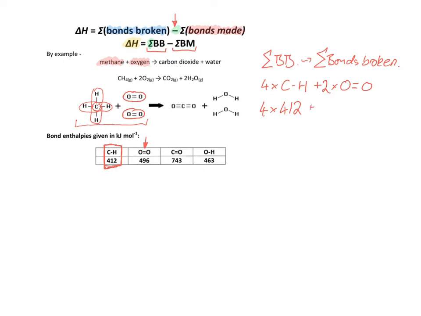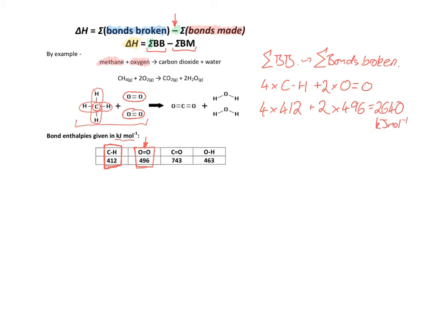Okay, what else have we got? We've got 2 lots of the oxygen-oxygen double bond. We've already highlighted that, so we can put that in. 2 lots of 496. And this, when you put it all together, equals 2640. Now, that does have units. It's kilojoules per mole. If this was a partial question where they wanted a final answer, I should put in the units, kilojoules per mole.